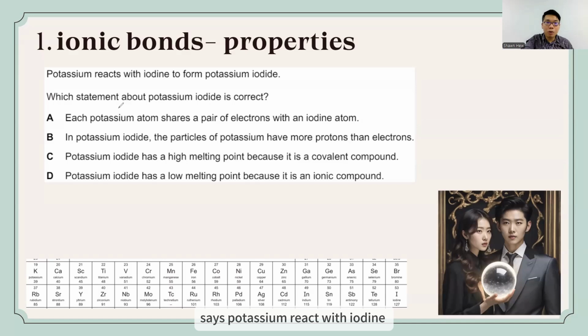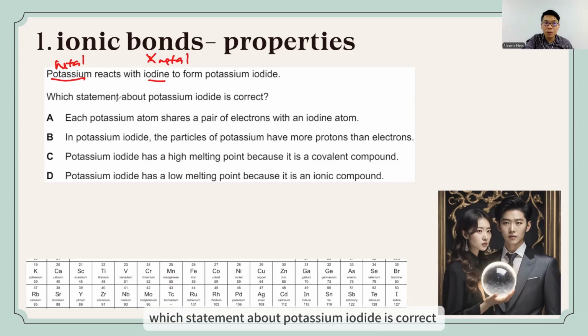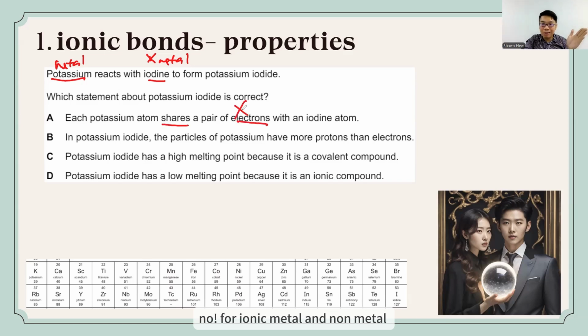Next question says potassium reacts with iodine. We know potassium is group 1, which is a metal. Iodine is group 7, a non-metal. So they will form an ionic bond. So which statement about potassium iodide is correct? A. Each potassium ion shares electrons. No. For ionic, metal and non-metal, one will lose, one will gain. So share is not an option.